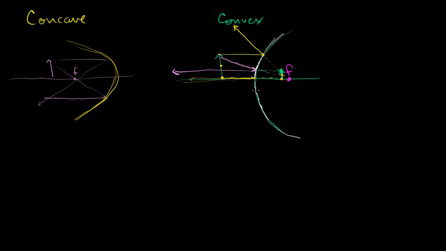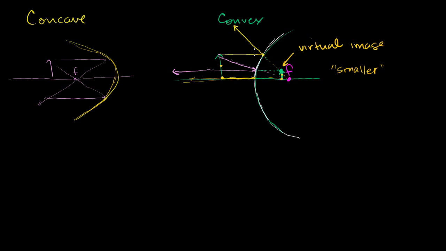But the thing that hopefully you realize from this video is that when you're dealing with a convex parabolic mirror, where the outside is the reflective surface, you're not going to form a real image. You're going to form a virtual image. This is a virtual image, just like you would see in your bathroom mirror, although that's probably not parabolic, I'm guessing. And it's also going to be a smaller image.